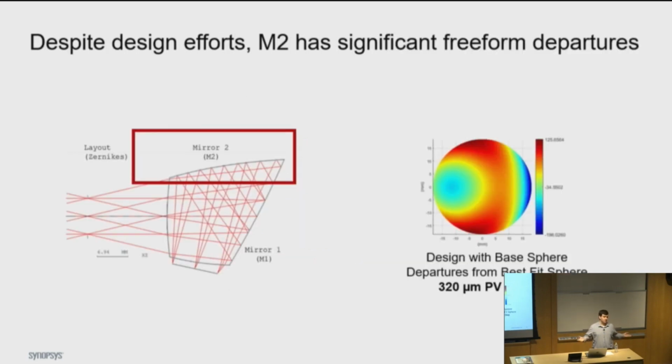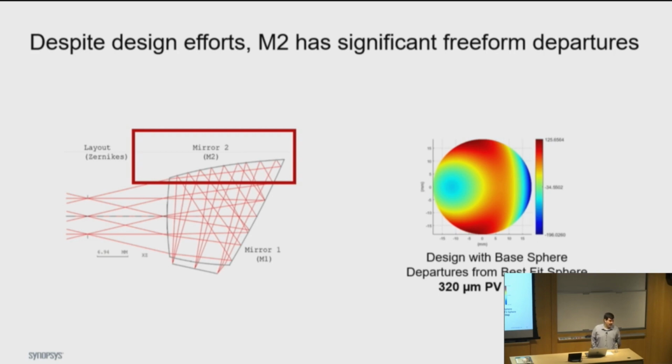Anyway, we did our design process here. We tried our best to make sure we didn't have unnecessary freeform departures, but despite our best efforts, mirror 2 has the sag departure profiles shown there on the right-hand side. That heat map is showing the departures from the base sphere. So this is essentially what the Zernike freeform departures are. And it has 320 microns of PV sag departure. That's not great. We'd like to do better.